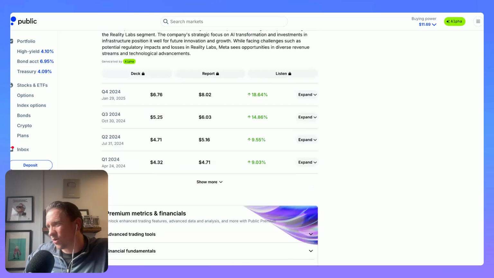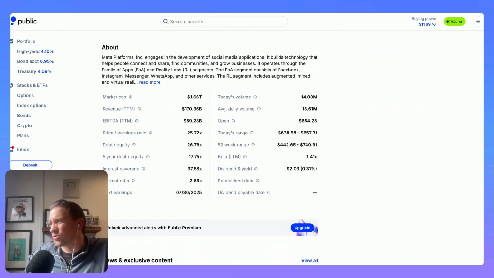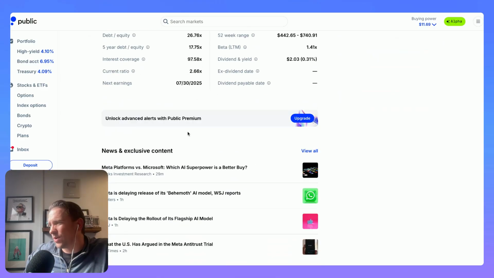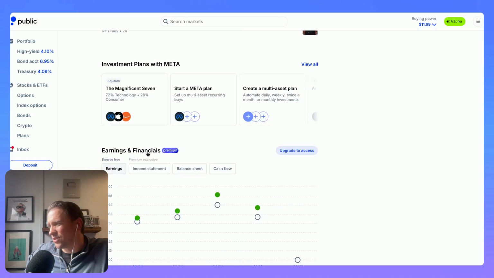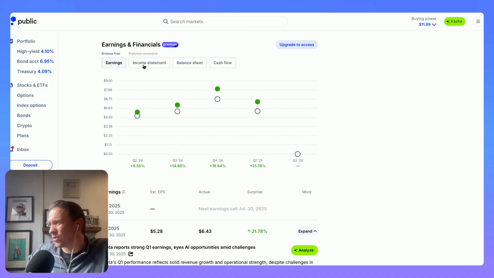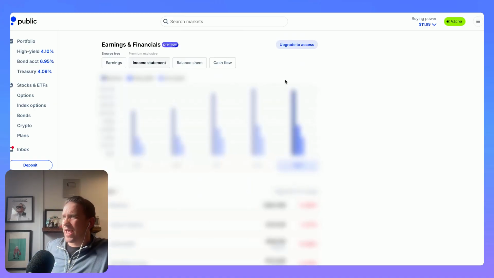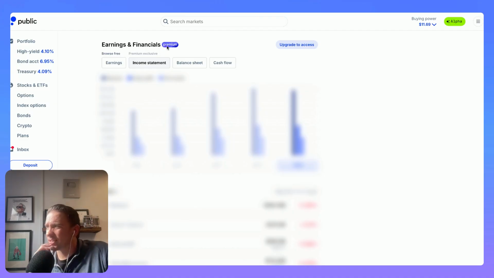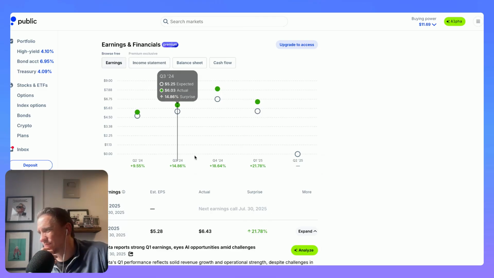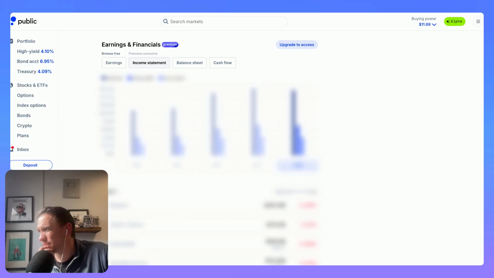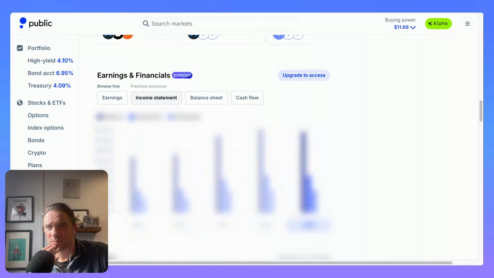I'm not going to, of course, but you should just know that as you scroll down, you've got your basic data points, you've got some news, investment plans I'm going to get into, earnings and financials, so earnings, income statements, balance sheet. But keep in mind, whenever you see this blurred out aspect here, and it's got premium upgrade access, you're going to have to upgrade to get access to that. So keep that in mind, that if you do want these additional tools, you're just going to have to upgrade. It's as simple as that.